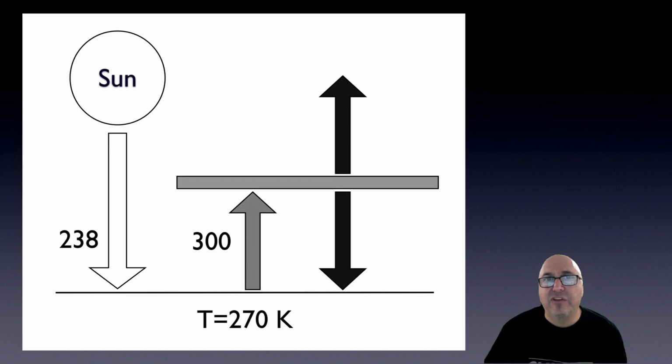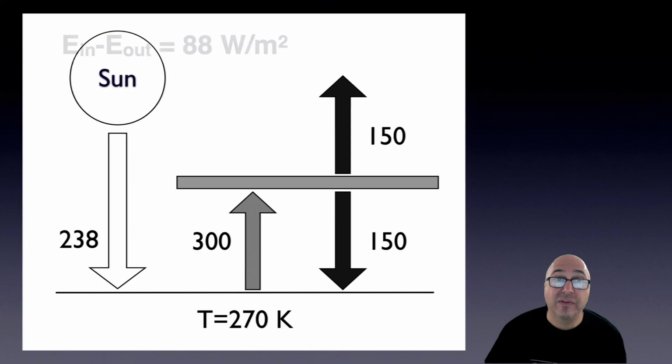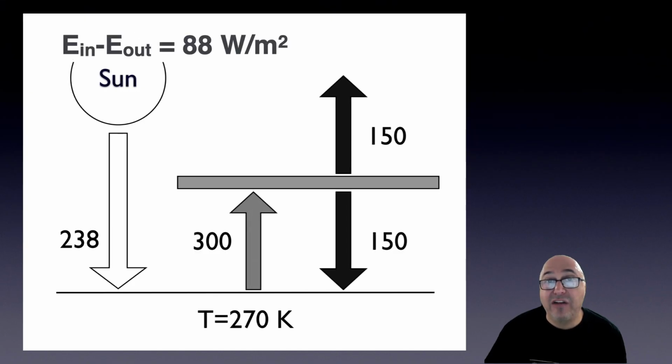At this point, the surface is now emitting 300 watts per square meter upwards, and the atmosphere absorbs this and radiates half upwards and half back to the surface. For this planet, energy in of 238 watts per square meter still exceeds energy out of 150 watts per square meter. But the difference is now 88 watts per square meter. It's smaller than it was when the planet's temperature was 255 Kelvin. However, since E in is still larger than E out, this means the planet is still warming.